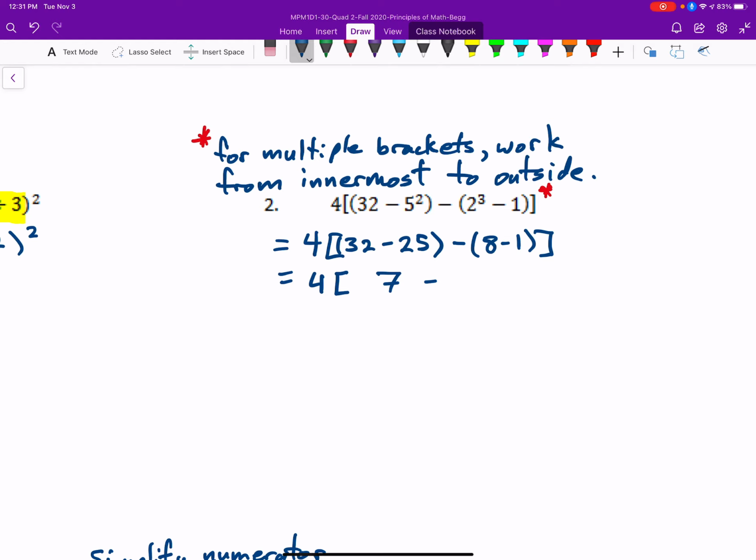And then I've got 8 minus 1, which is equal to 7. Okay, now I've got to deal with 7 minus 7. That's my next thing. So I've worked my way out of the innermost brackets, and 7 minus 7 equals 0. So now I've got 4 times 0, and anything times 0 equals 0. So that would be my final answer.